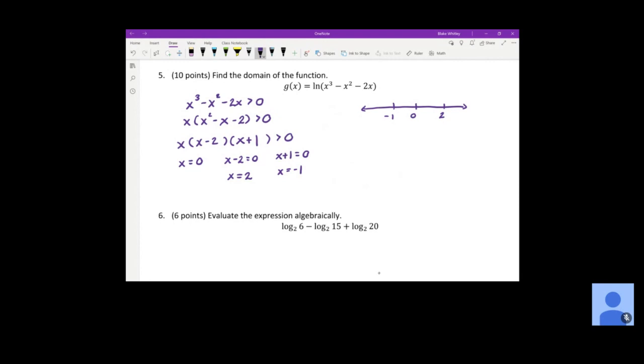Negative 2 works. Okay, so I'm going to plug that into my factored form. The x itself is going to be negative, right? Because that's negative 2. Negative 2 minus 2 is going to give us a negative, and then negative 2 plus 1 is also going to be negative. So if I have negative, negative, negative, what's that going to be overall? Good. So an odd number of negatives should make the overall answer a negative there.